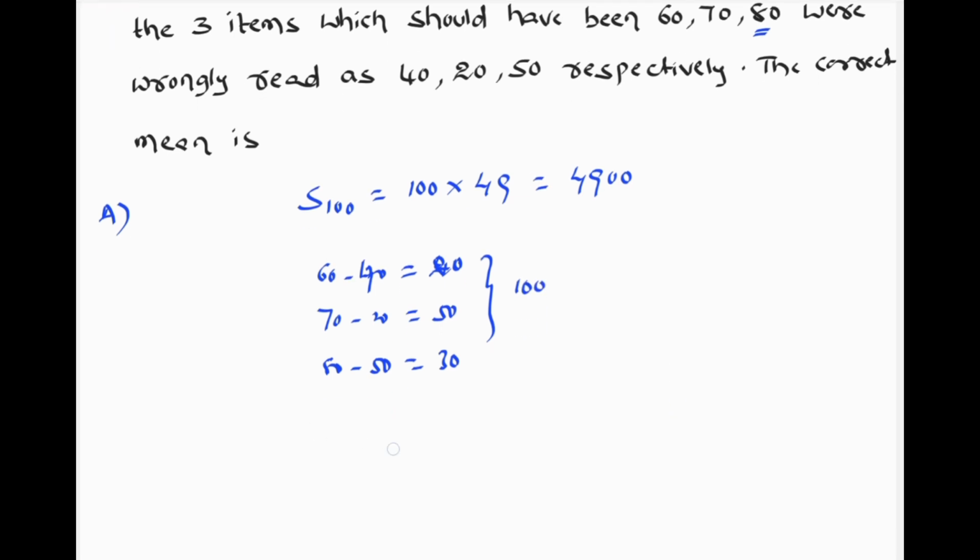That is 4900 plus 100, so 5000. Okay, so mean will be the sum of the 100 observations, 5000, by the number of observations. Therefore the actual mean will be 50.